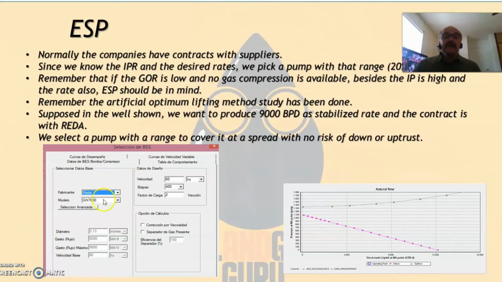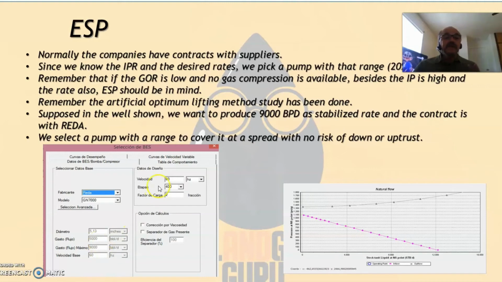Okay, so since we are designing our pump for 9,000 barrels, if you remember, we want this curve to cross here at 9,000 barrels, which is the rate that the team decided. So we look for the name of the owner of the contract, which in this case we decided is Schlumberger, Reda, and we pick a pump that has the range where the rate that I'm going to lift is in between.